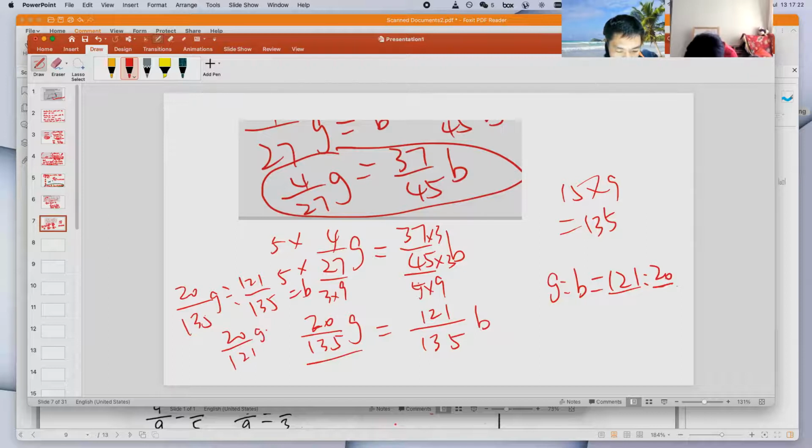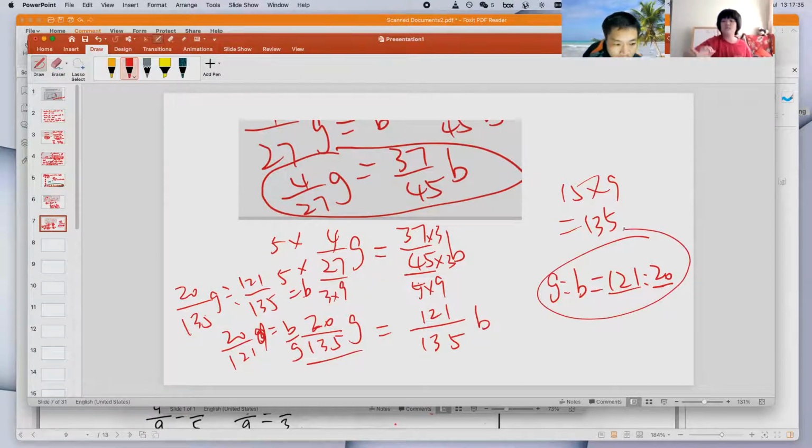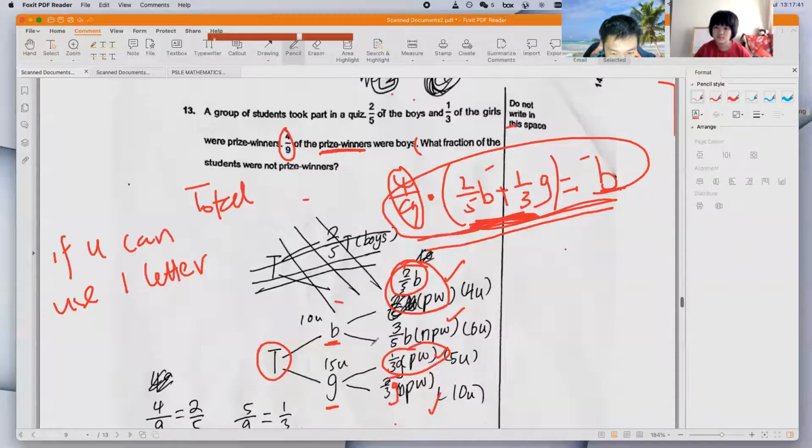Flip, so G equals B. So this is the correct one. So 121 to 20. So I just put this back into the question. 121, 20. Okay. So this is 121. This is 20.